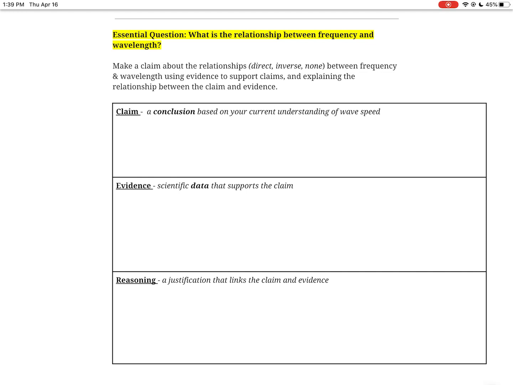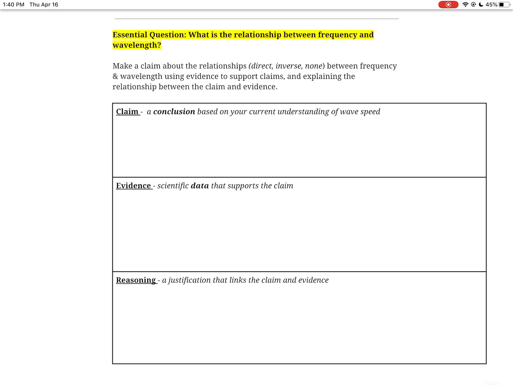Your evidence will be from your collected data on the sim. So what evidence do you have, what data demonstrates that your relationship is whatever you said it was in the claim? Your reasoning then is a discussion. It connects your evidence to your claim. In your evidence section, you cited what data you have. Now the reasoning goes, okay, so what? How does that evidence support your claim?